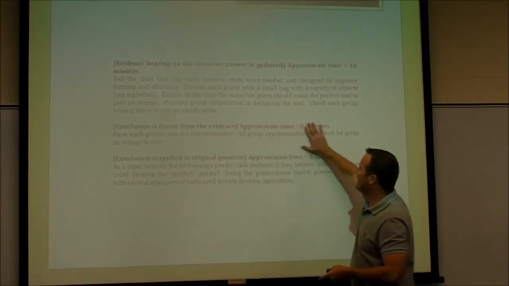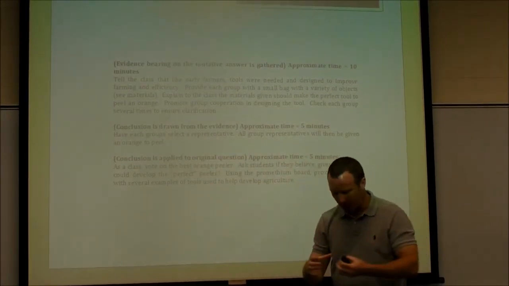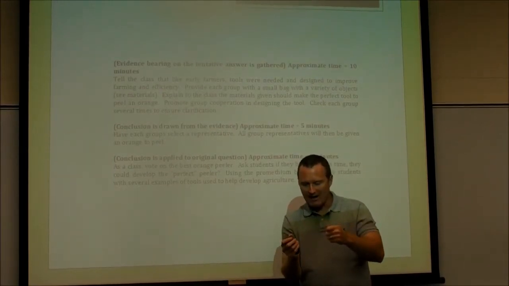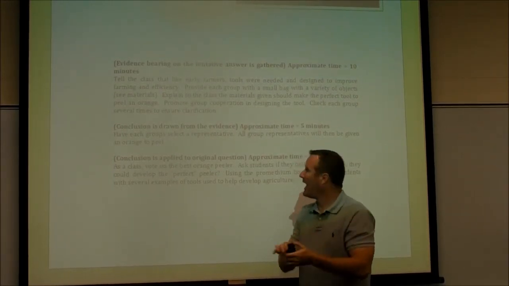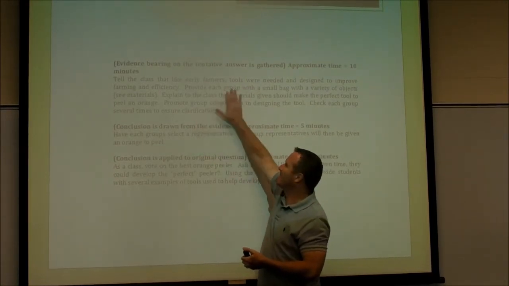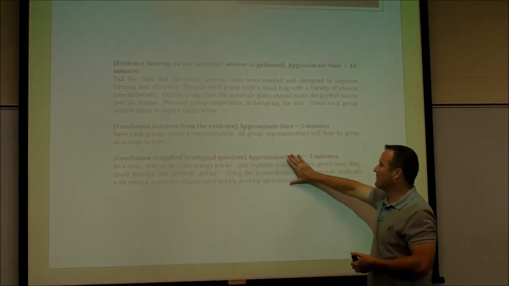Here, the conclusion is drawn from the evidence. In 5 minutes, have each group select a representative. They then take it up to the class, show the orange, and show how they would peel. Some will break, some won't break. You don't have them actually peel the orange up here. This is where you're testing. So they're designing up here, and they're testing right here, and then the conclusion is applied to the original question.